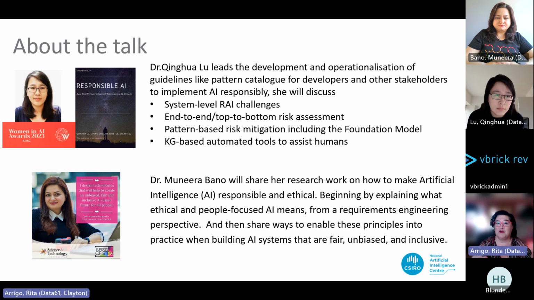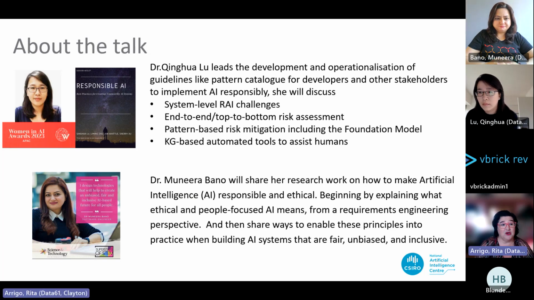And very exciting, we also are looking at the foundation model as well. So I think you'll find that very interesting. Qinghua is also going to cover some knowledge-based automated tools that have been built using the ChatGPT platform as well.